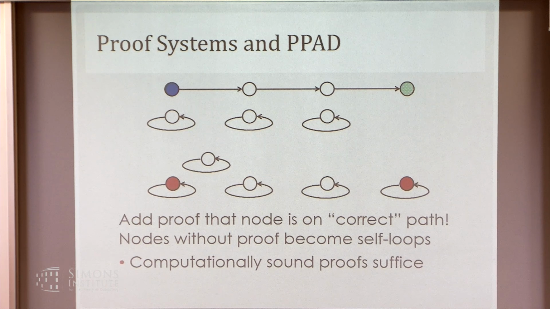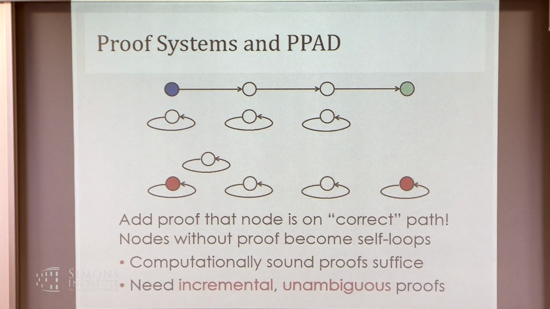So that all sounds great. It's not as easy as it sounds, and it actually gets quite hairy. This is a paradigm proposed by Paul Valiant in 2004, and we haven't really been able to instantiate it since then. And the reason is that we need really powerful proof systems.